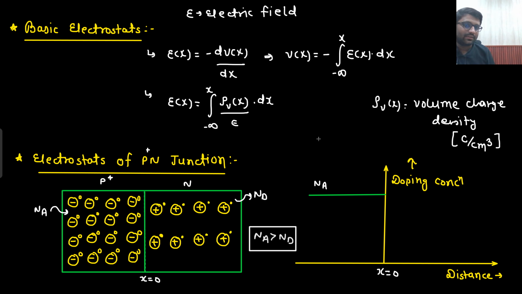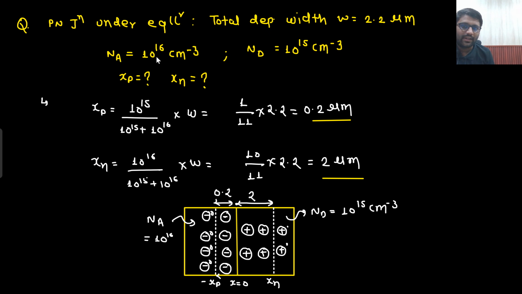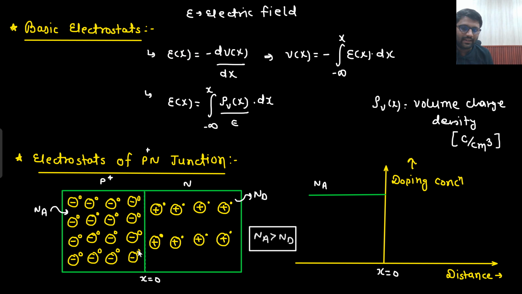Y-axis is doping concentration. So Na is 10 to the power 16, Nd is 10 to the power 15, right? This example we took, no? 10 to the power 16, 10 to the power 15. So here there is more doping, here there is lesser doping. So Na is more and Nd is less.